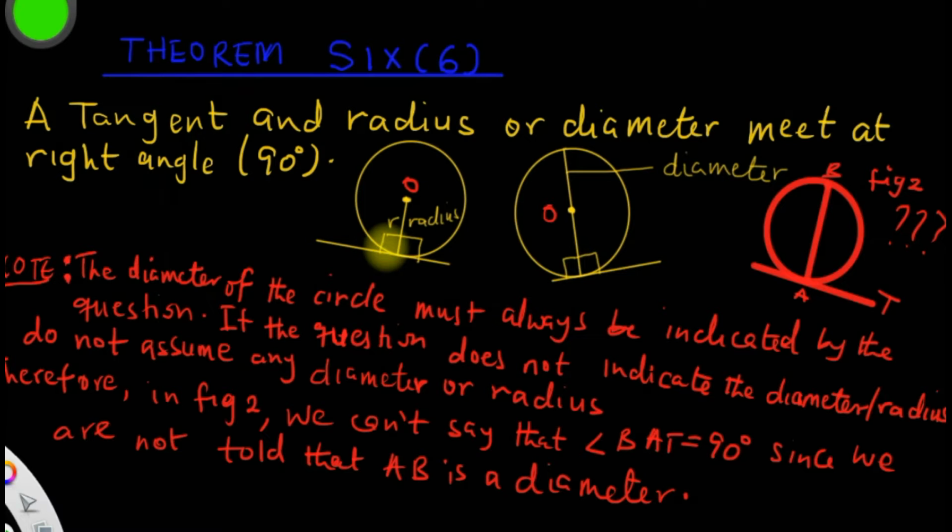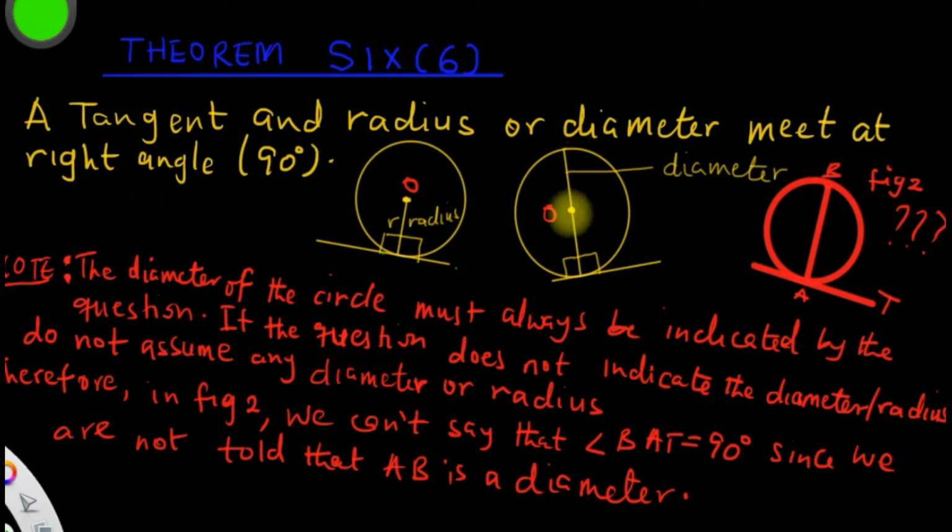If you look here, we have a tangent. This is the center of the circle, indicated O, and a line from the center to the circumference is called the radius, R. This theorem says that any tangent and the radius always meet at 90 degrees. So this angle here is 90, and this angle is also 90 degrees.